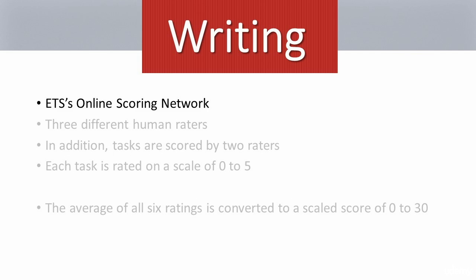In the writing section, again, the responses to all writing tasks are sent to ETS's online scoring network. Each task is rated by 2 human raters on a score scale of 0 to 5.